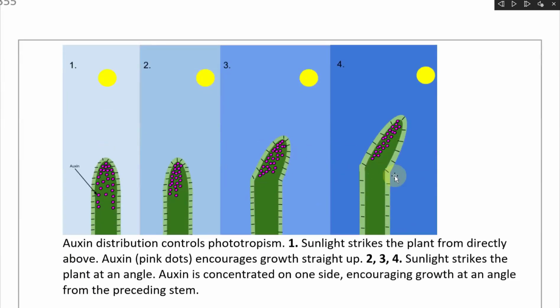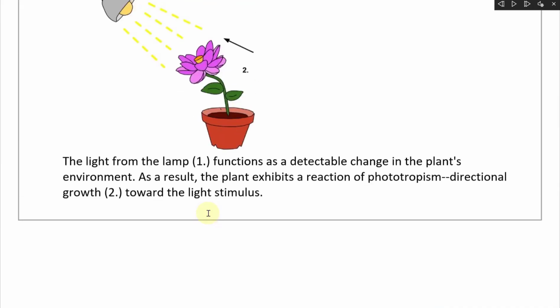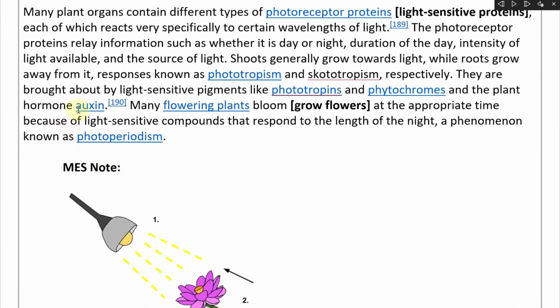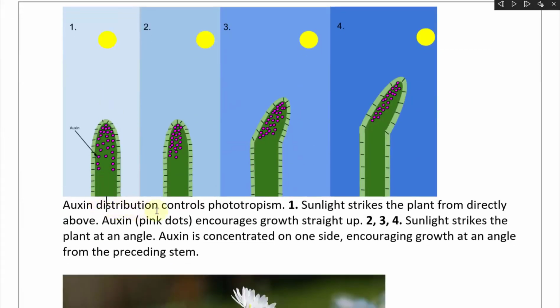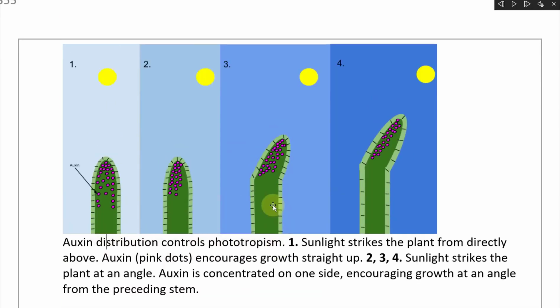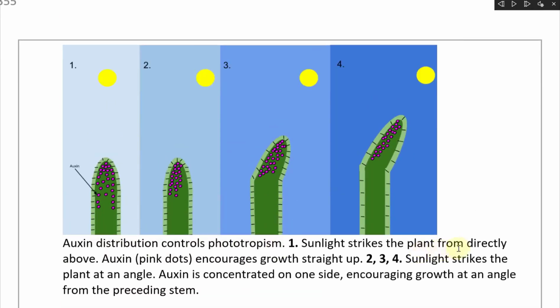Let's continue further, and here's another setup. Auxin distribution during phototropism. These responses are brought about by light-sensitive pigments like phototropins and phytochromes and the plant hormone auxin. There's a hormone over there, and auxin distribution controls phototropism. Sunlight strikes the plant from directly above, so the auxin, the pink dots, encourage growth straight up.